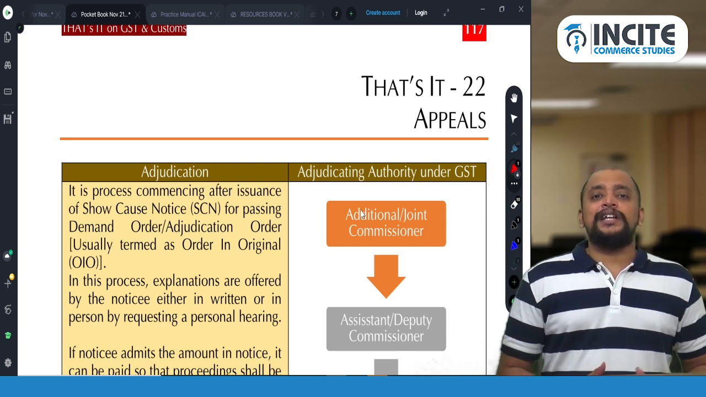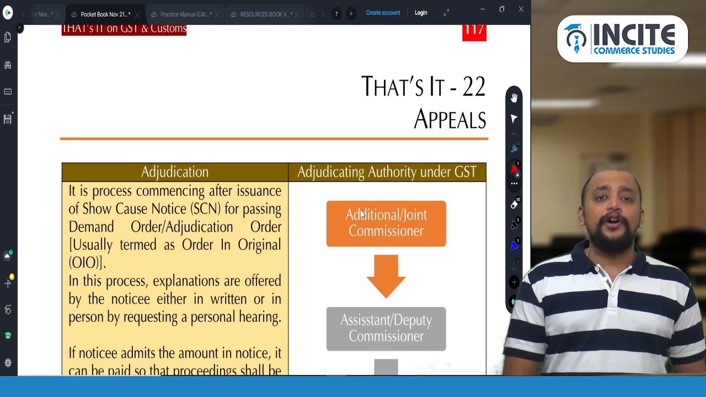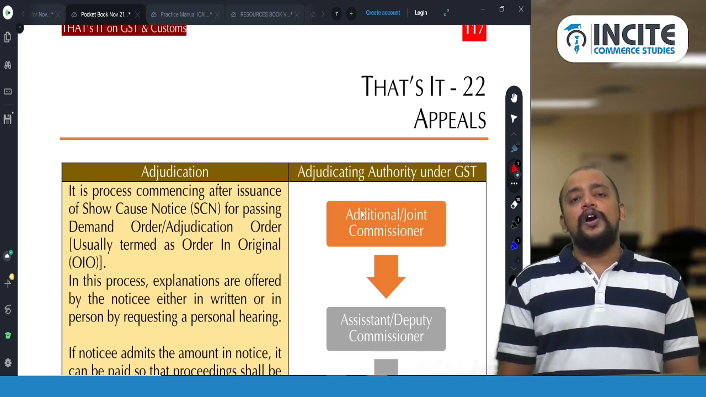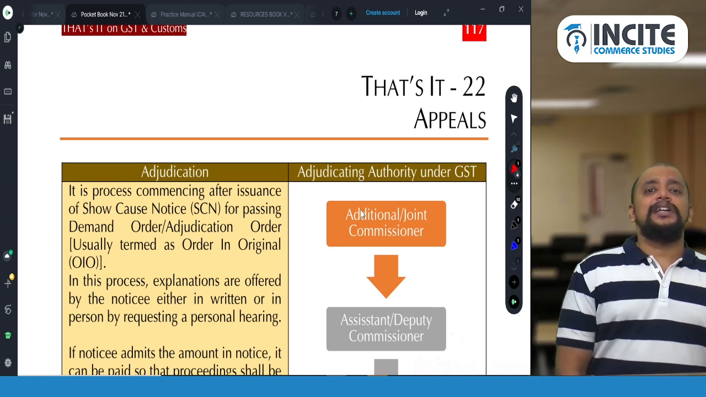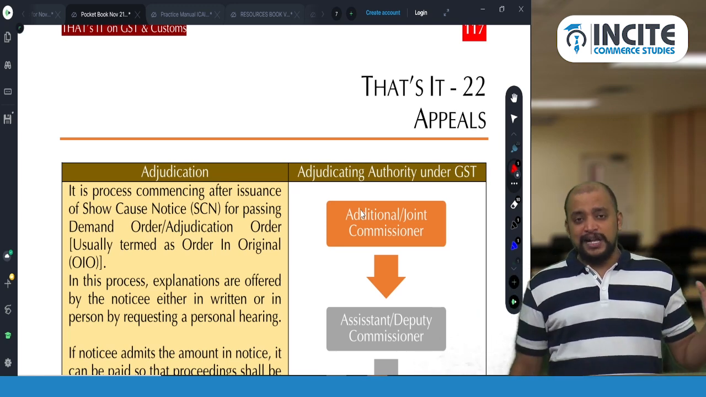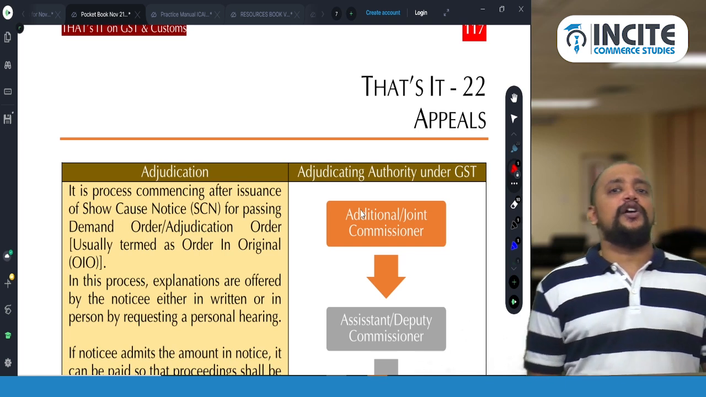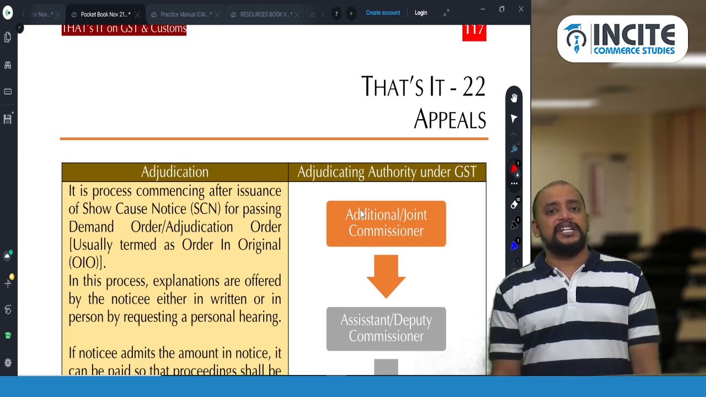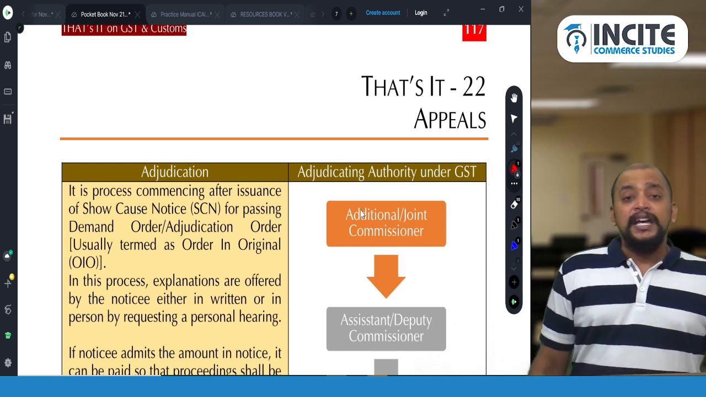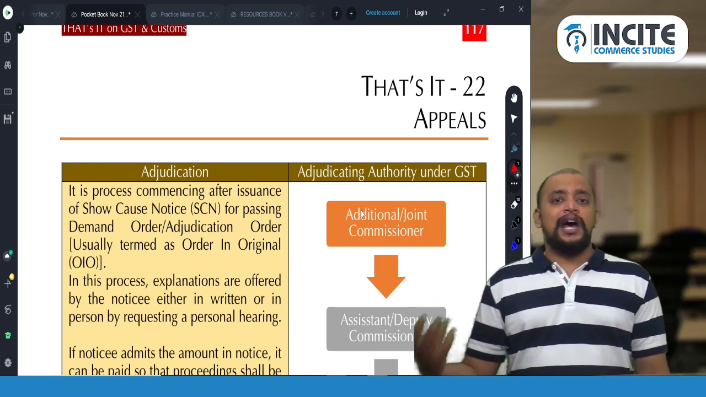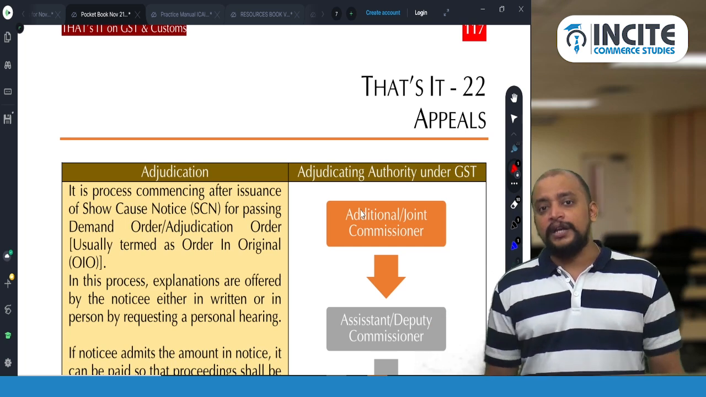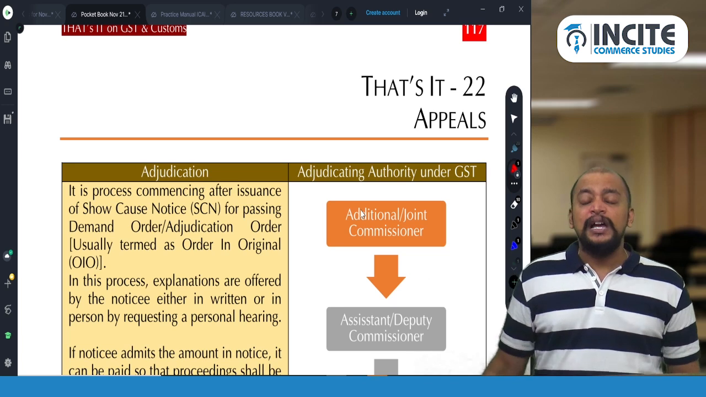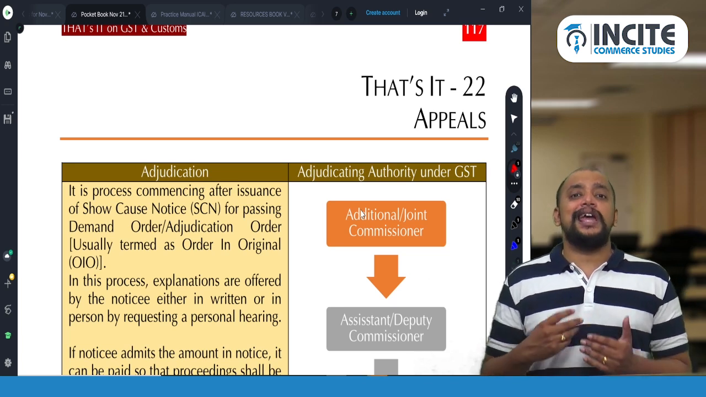Whenever an order has been passed, let it be an assessment order, or an adjudication order, that is a demand order, or a refund order, on that order, if the registered person is not satisfied, they can prefer an appeal. Even the department can go for an appeal with respect to the order. So both the registered person as well as the department can prefer an appeal.